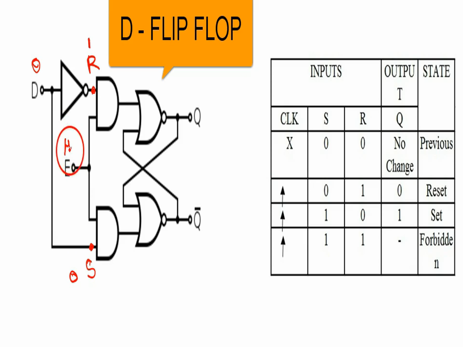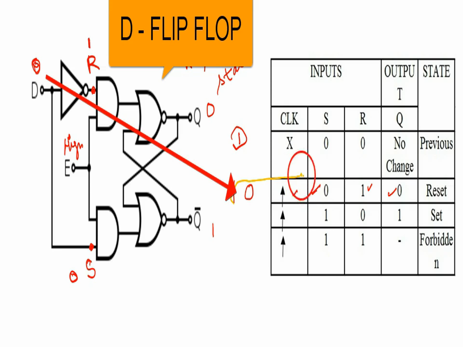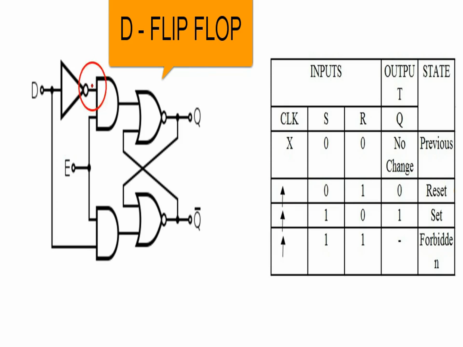Let the enable be high. If the enable is high, look in the table of the clocked RS flip-flop. Like S is 0, R is 1, clock is high, and the output Q becomes 0. 0 means reset state. So if D is 0, that becomes the reset state. So the D flip-flop is reset when D equals 0. So D equals 0 is the highlighted area. Here clock is high, S is 0, R is 1, and Q equals 0. This is the reset state.